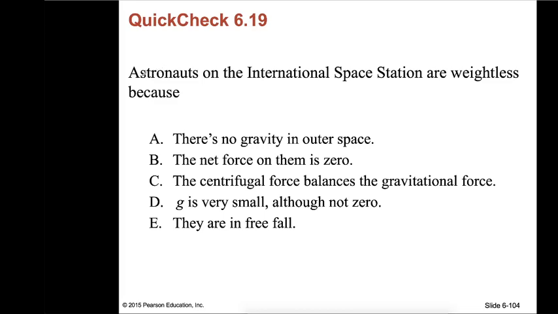Now, some quick questions. Astronauts in the International Space Station are weightless because what? I'll give you some time to make your choice. Please pause the video. Okay, now, I guess you have to make your choice. So they're all in free fall.